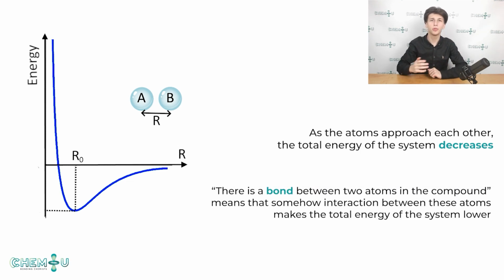When we say there is a bond between two atoms in the compound, we mean that somehow interaction between these atoms makes the total energy of the system lower. But why, would you ask? How can we explain this phenomenon?